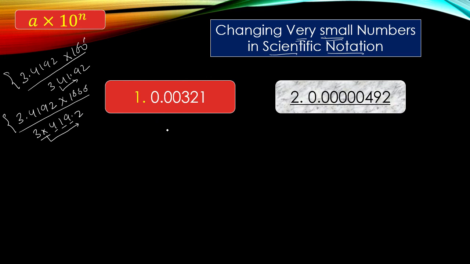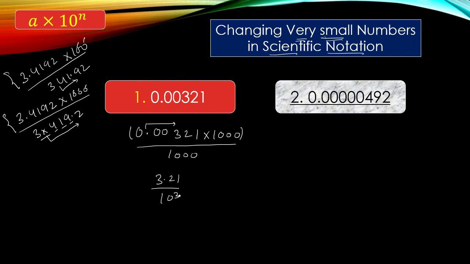Now let's start with the first example. We are seeing here the number is 0.00321. We are interested to shift the decimal towards right side 3 places. For that we have to multiply the number by 1 with 3 zeros. So it is necessary to divide the number by the same. So the multiplication in numerator will provide us the result 3.21, and denominator can be written as 10 raised by 3. So the scientific notation of the number is 3.21 multiplied by 10 raised by minus 3.